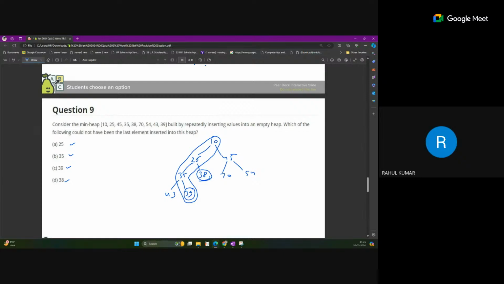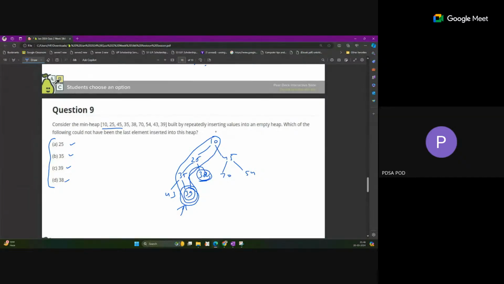Okay. Sir, can you explain the question, please? The question is, this min heap is given, okay, and the question is saying which of the following could not have been the last element inserted into the heap. So that means out of these, which cannot be the last inserted node in this heap. Because this is the last inserted position. We will always insert it level-wise at the last position. So this 38 cannot come at this place because it cannot be shifted like this.